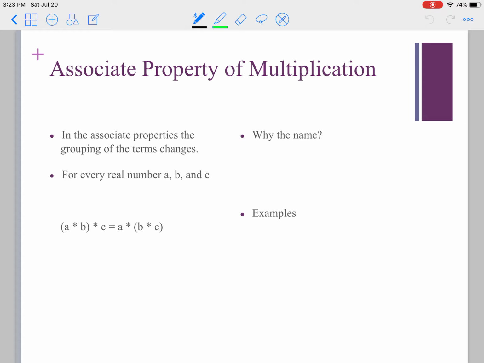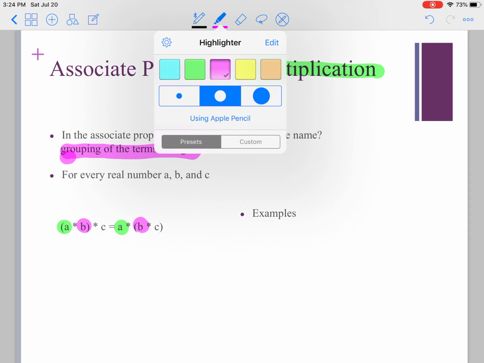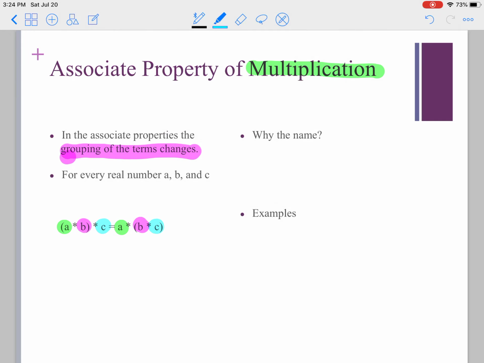And so we also have the associative property of multiplication, and this once again refers to multiplication, not division. So we have to make that distinction. With the associative property, the grouping of the terms changes. So we can change the grouping. We have our generalized example where all the terms remain in the equation, they are just grouped differently.